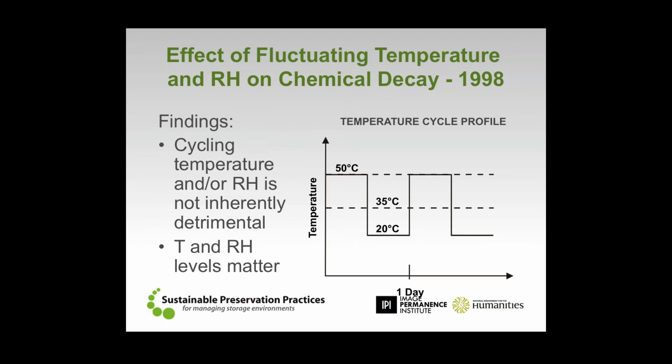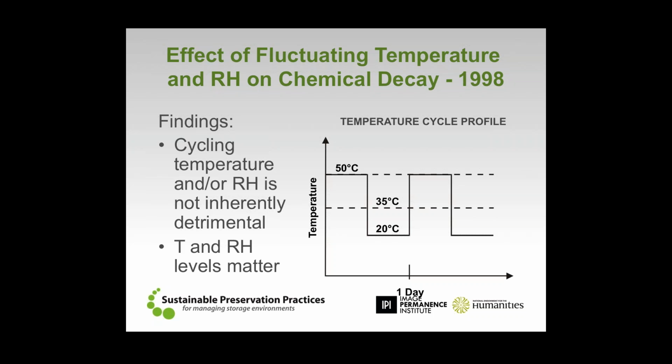Move that forward to 1998, and at this point we're starting to look a little bit more at not just equilibration rates, but the actual rate of chemical decay and what impacts that rate. How is it that fluctuating temperature and relative humidity might change the rates of chemical decay? At that time there was arguably, and I think in many cases still persists, this notion that it's the fluctuation of temperature and relative humidity that is damaging, and we would tend to lose track of the idea that it's the extremes that do the most damage.